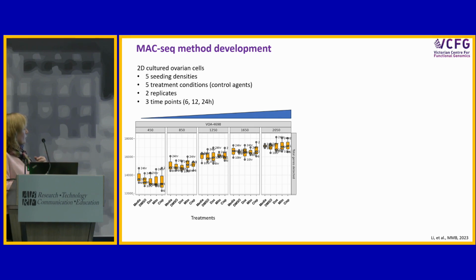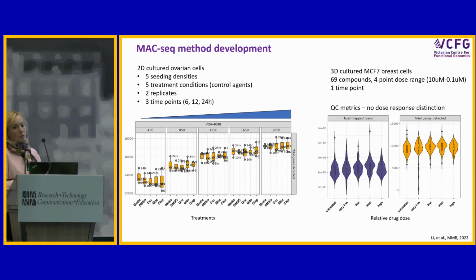So we've only seeded them and then had very short time points, so not a lot of cell proliferation's gone on. But once we hit slightly larger cell numbers, there's a great consistency in the number of genes detected, so we felt quite comfortable that the method was working in a 2D setting. So then we progressed to a 3D setting, and this is just using MCF7 cells in 3D.